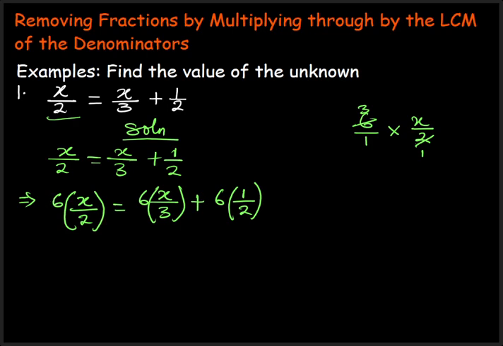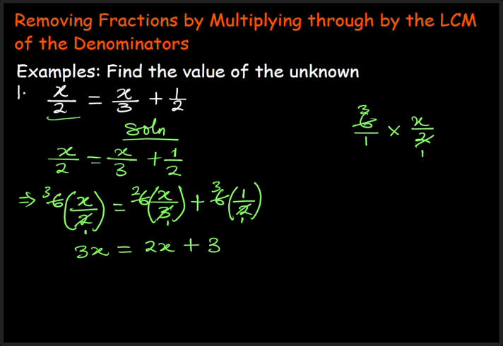So what do we have here? 2 here, 1, 2 into 6, this will give us 3. 3 here, 1, 3 into 6, it will give us 2. 2 here, 1, and then 2 into 6, this will give us 3. So what do we have? 3 times x, this will give us 3x. Remember, this is over 1, equal to 2 times x, this is 2x, and then plus 3 times 1, this will be equal to 3.